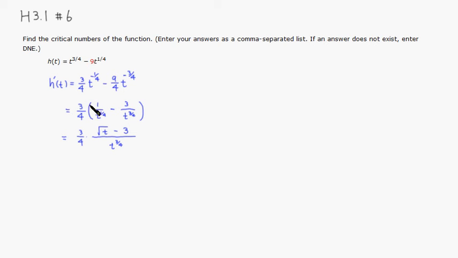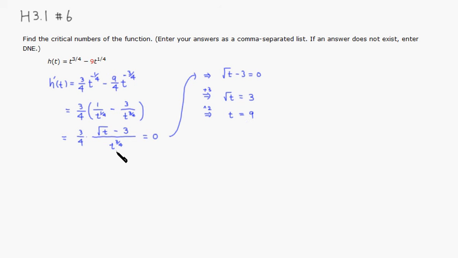So this is the derivative, and we're going to set it equal to 0. We can just make sure that the numerator is 0, so the square root of t minus 3 equals 0. Then we add 3 to both sides, so you have the square root of t is equal to 3. Then we square both sides, and t is equal to 9. So we found one critical number.